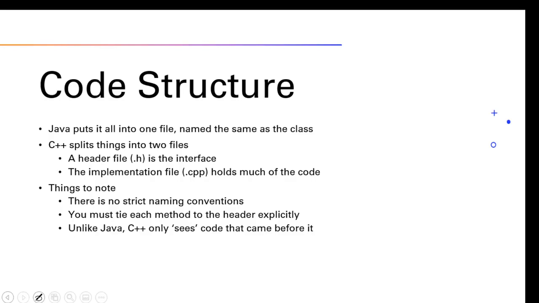If you have something that's in your .cpp that's not in your header, nobody else can see that as part of your interface. But if you have something in your header, it can be accessible as part of your interface, but there's kind of some interesting, strange rules around that. There's no strict naming conventions. You actually have to explicitly tie implementations from your CPP class to your header class.